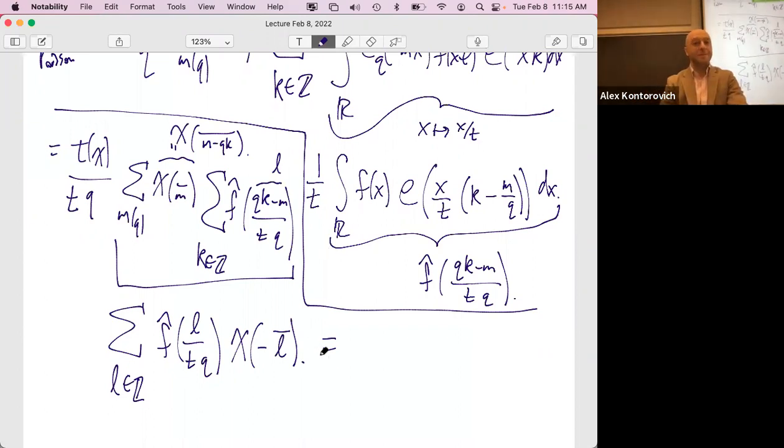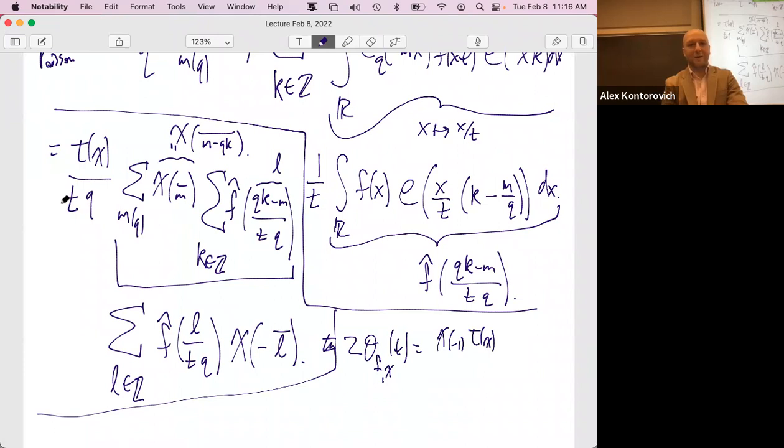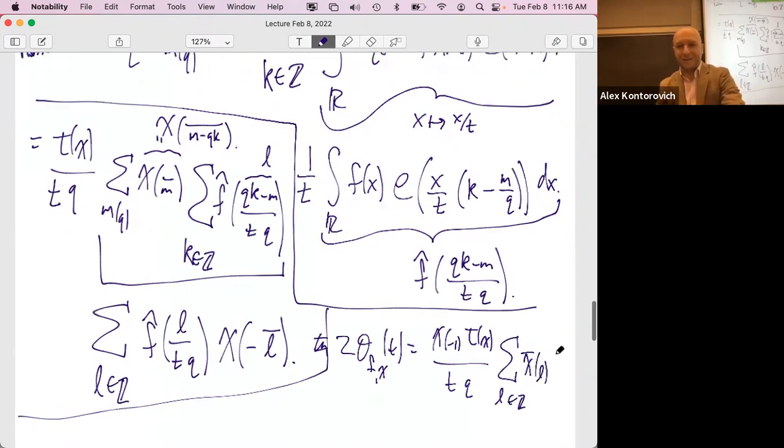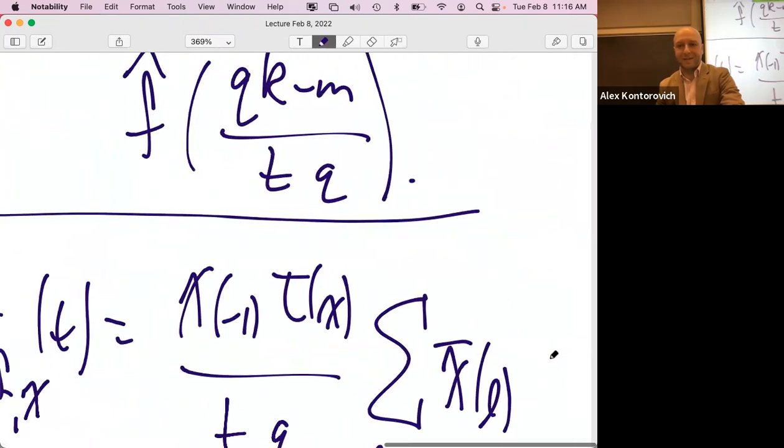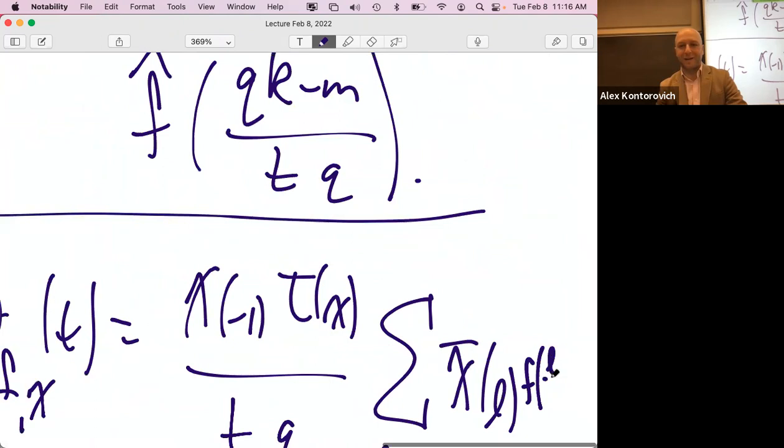So you're shoving in the interior of the sum, grouping it all together. Exactly. So now the whole thing becomes twice theta of F twisted by chi of T equals chi of -1 tau of chi over TQ, and then a sum over L of chi bar of L times F of L over TQ.